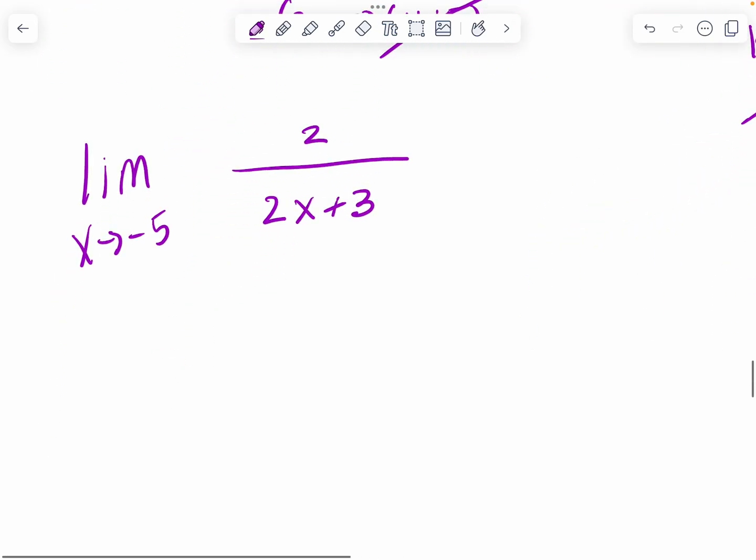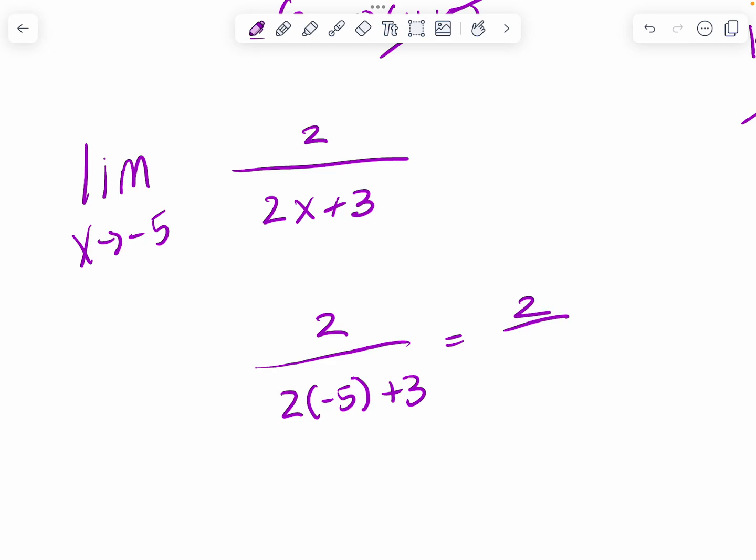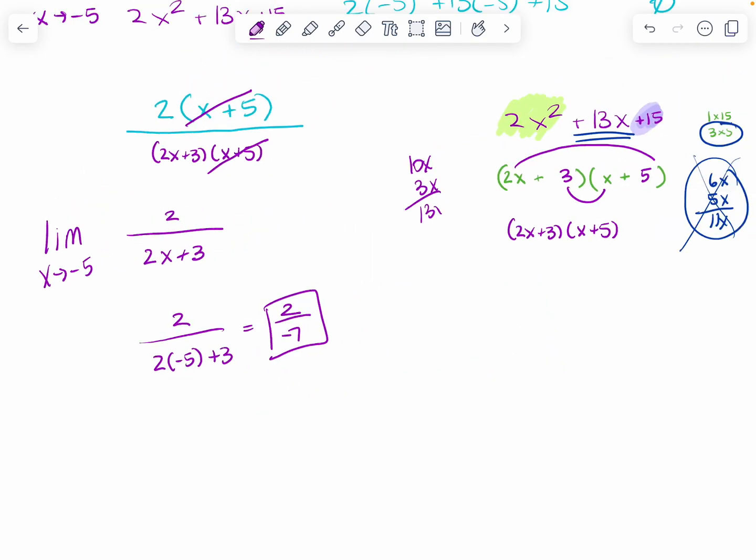So now what I have to do for my last step, which kids always forget about, so make sure that you do, is you simplify the top, simplify the bottom. 2 and 5 is -10. -10 plus 3 is -7. And ta-da. So the limit of this is 2 -7ths.